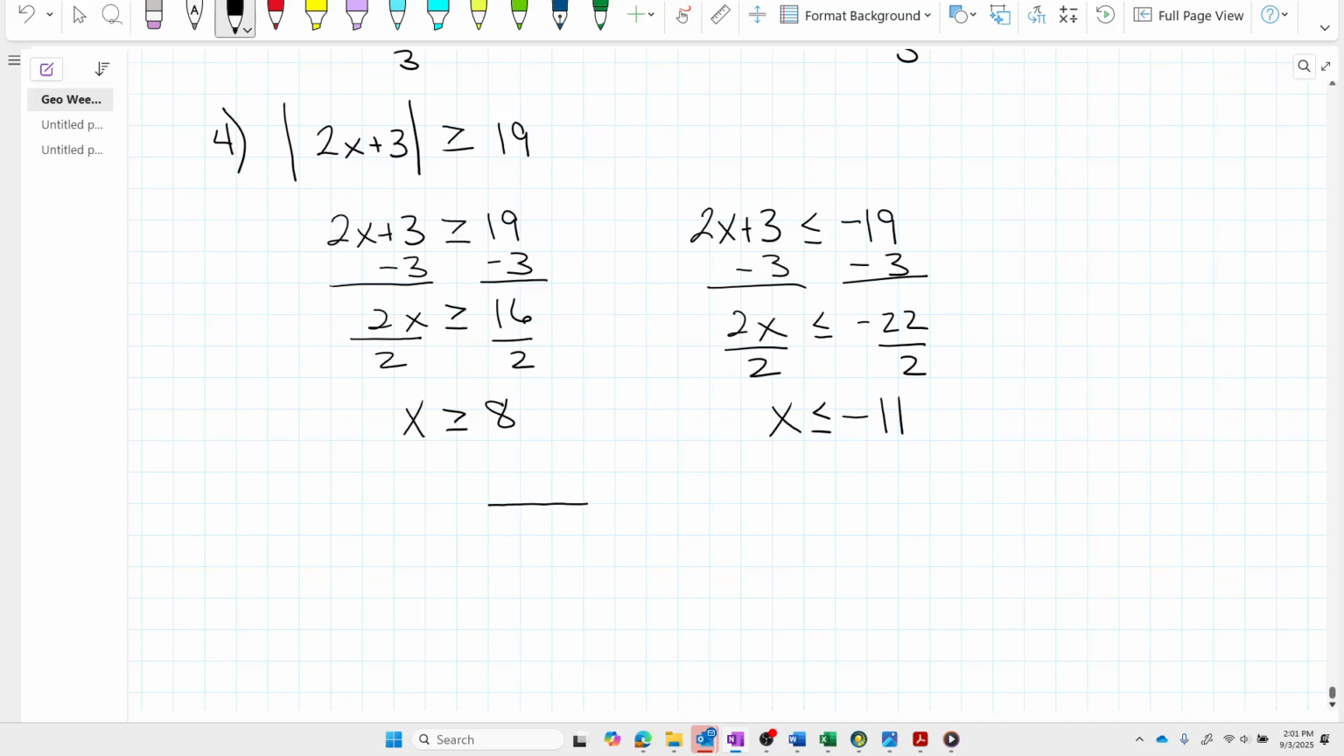So when you graph this, you want the negative 11 on the number line. We're less than or equal to negative 11, so it's a closed circle. And it's going to the left. On the positive 8, it's greater than or equal to 8, so it's closed again. And we're going to the right. So that would be an OR statement. If you're not shading between the points, we got x is greater than or equal to 8, or x is less than or equal to negative 11.